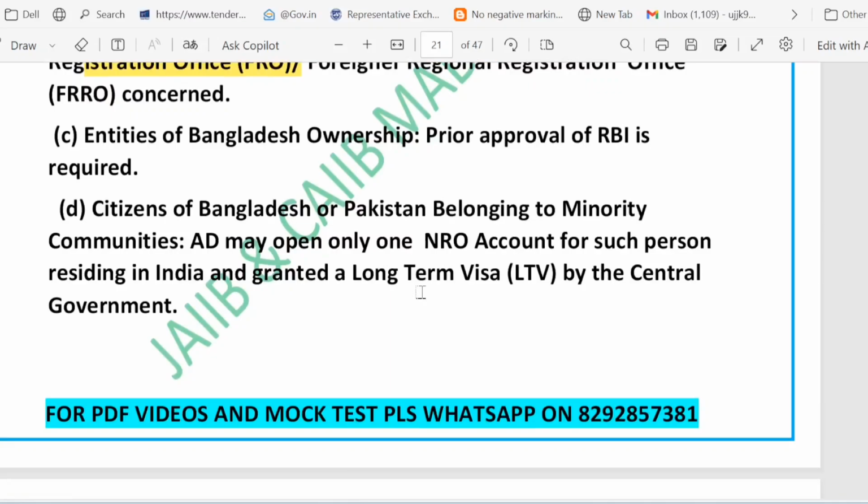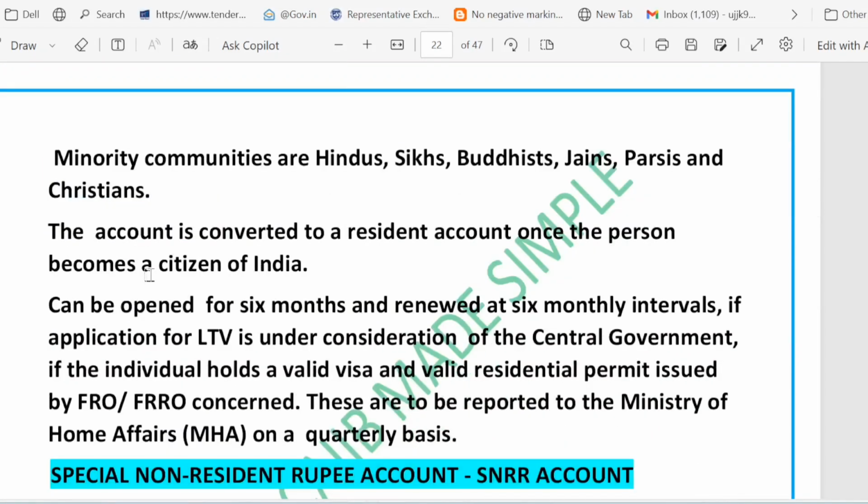Now, we have some special rule for minorities from Bangladesh or Pakistan. So, citizens of Bangladesh or Pakistan belonging to a minority community. There is a limited special provision for minority communities from Bangladesh or Pakistan who are living in India, right? And either they already have a long-term visa, you can see they have been granted a long-term visa, or they have applied for LTV and their application is under consideration, right?